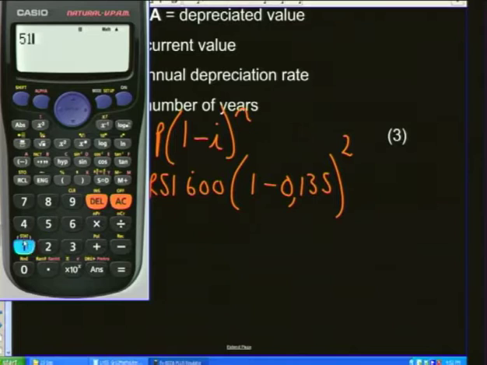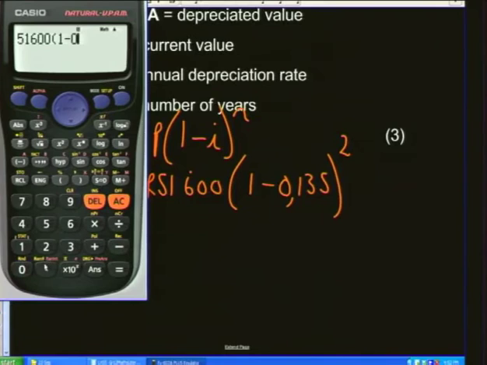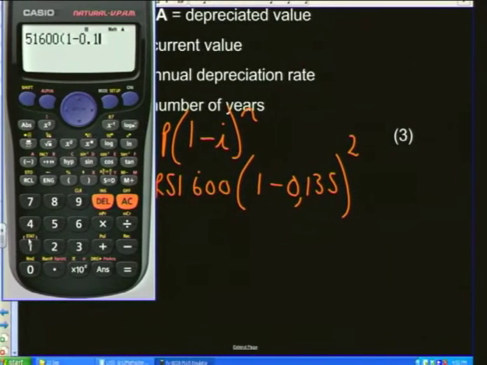So we've got 51,600 Rand, open bracket, 1 minus 0.135, close bracket, to the power of 2, or you can push squared, equals. Now, what's the car going to be valued at? It's going to have a value of 38,608 Rand 41.